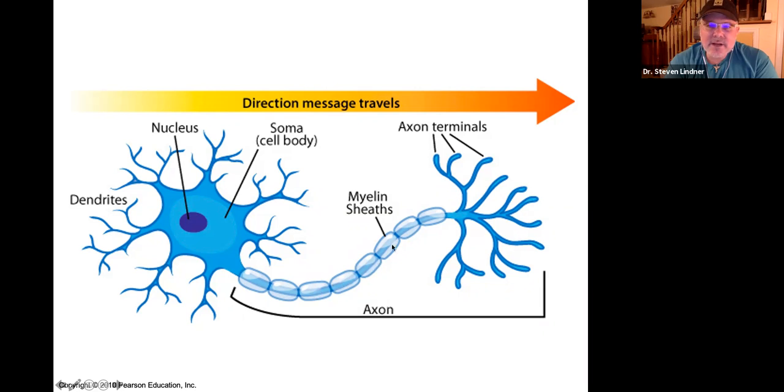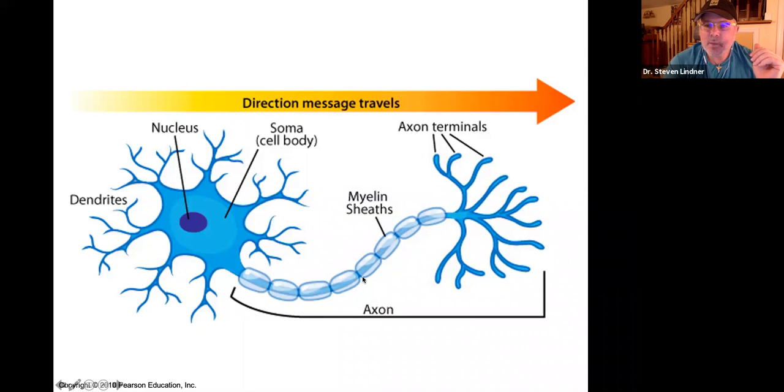And notice the axon has some protection around it. Each of these circles is called a Schwann cell. S-C-H-W-A-N-N, Schwann cell. The function of a Schwann cell, which is one particular type of neuroglial cell, and we have 6 types, is to produce myelin or myelin sheath. Myelin is nothing other than insulation or protection of this axon.